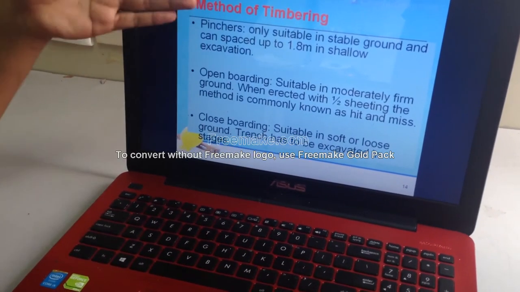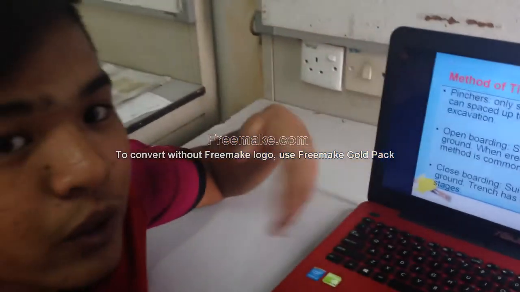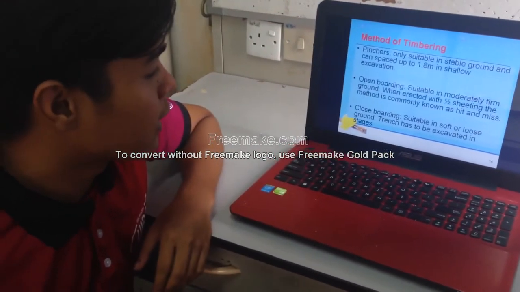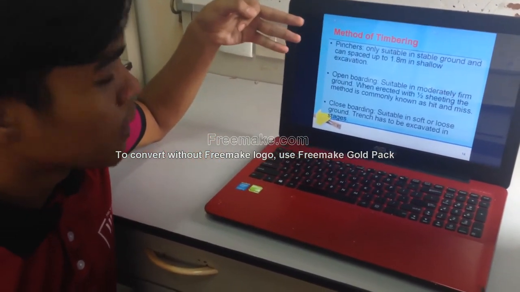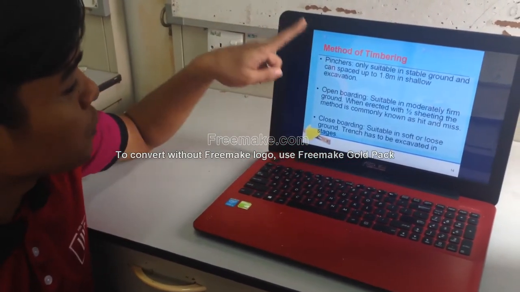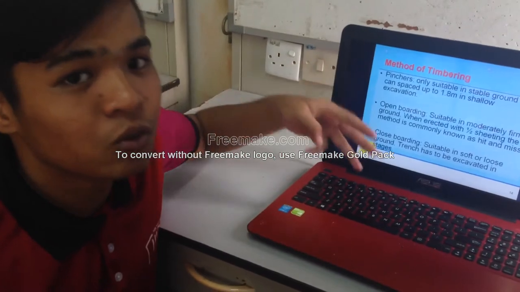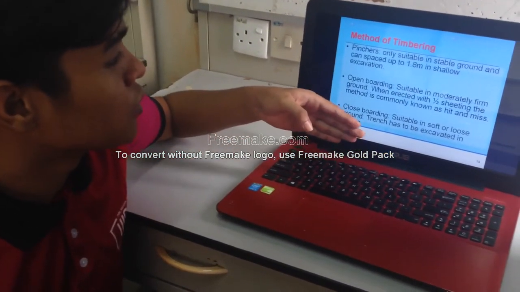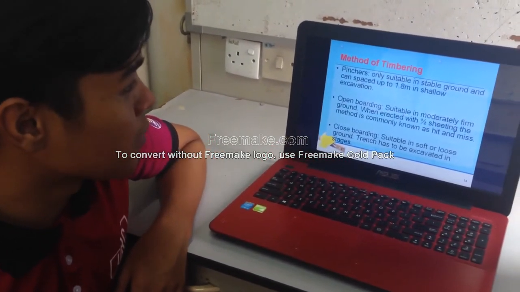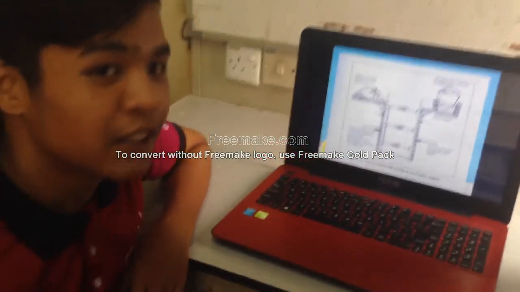So from the methods of timbering, we can choose the suitable one. It depends on our ground, and it depends on our working place, and we can choose pinchers, open boarding or closed boarding. So choose the right one to make sure our job is easy to run. Okay, so that's all about methods of timbering and factors affecting the choice of excavating and timbering. Thank you.